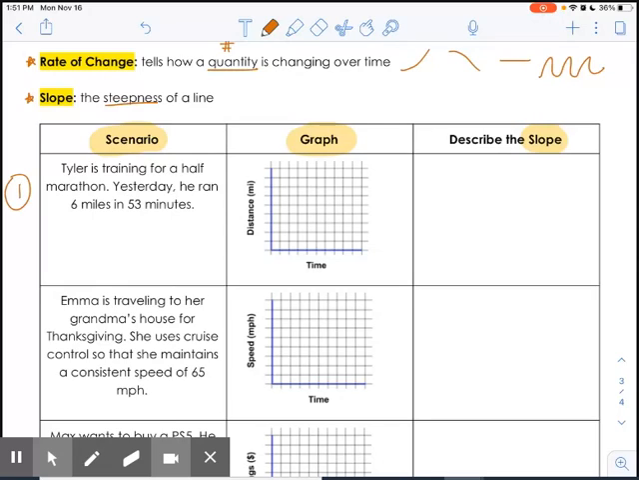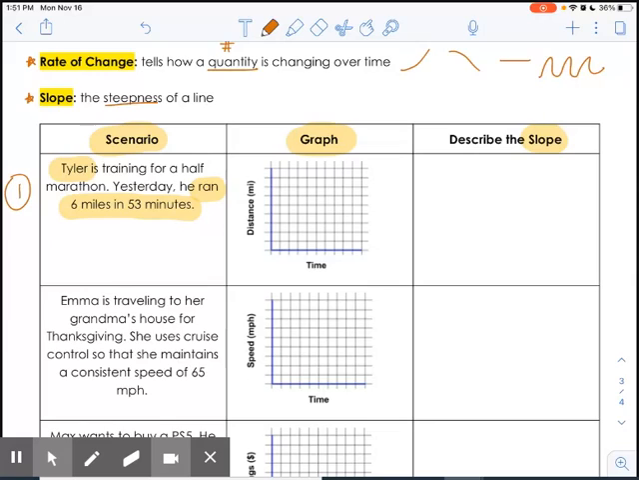And situation number 1 says, Tyler is training for a half marathon. Yesterday, he ran 6 miles in 53 minutes. If you're writing these by hand, if you want to write everything down, you can, or you can just write Tyler ran 6 miles in 53 minutes. That's the most important thing. So that's the scenario. So now we're going to graph it. And just like on Thursday, I'm not so worried about specific points, but we just want to get the general idea of this graph.